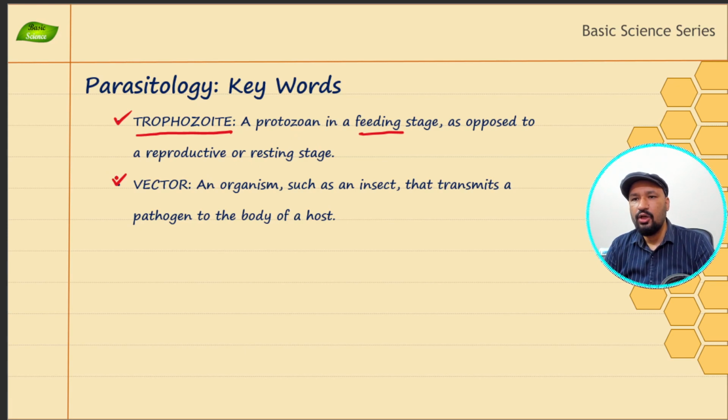So next is vector. Vector is an organism, which can be an insect, that transmits a pathogen, right? Vector, we all know, carries something from one place and is going to put that particular thing into another place. So vectors are the insects that basically carry the pathogens from one host to another.